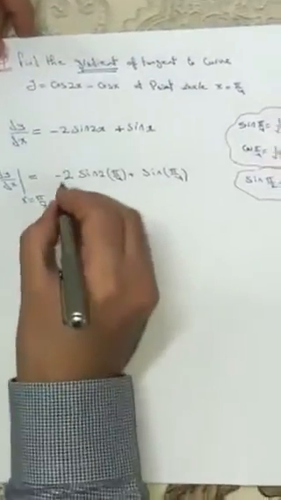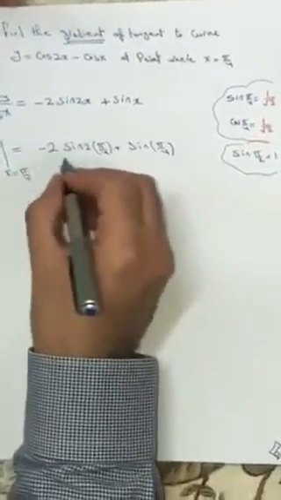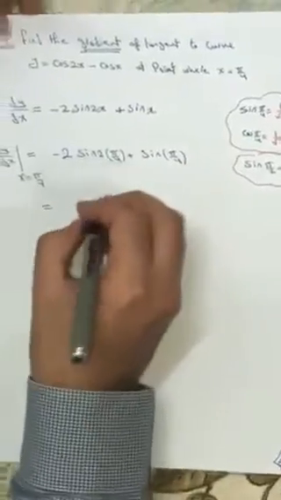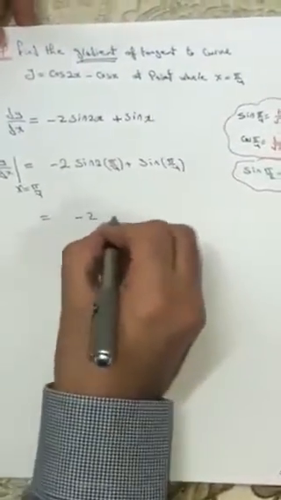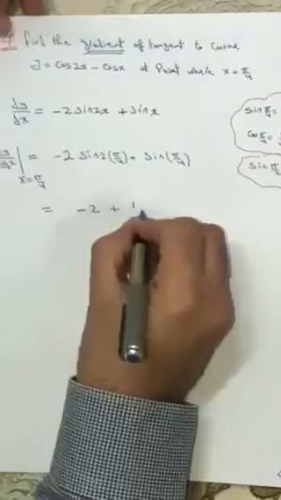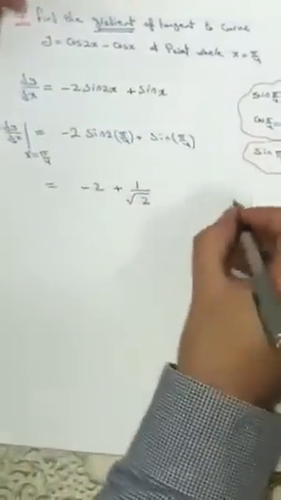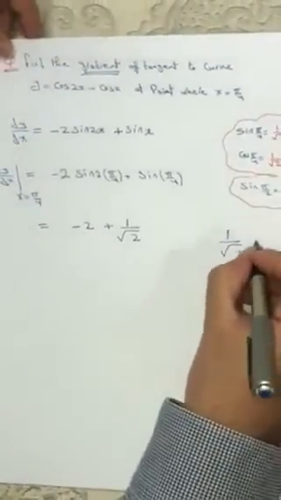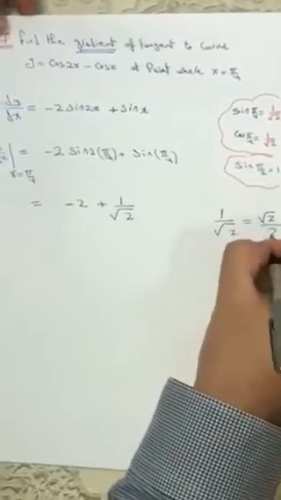After that, using the calculator, calculate step by step. Negative 2 sine 2 multiplied by pi over 4 is negative 2, plus sine pi over 4 is 1 over root 2. In the calculator, 1 over root 2, you can get it as root 2 over 2. It's the same meaning.